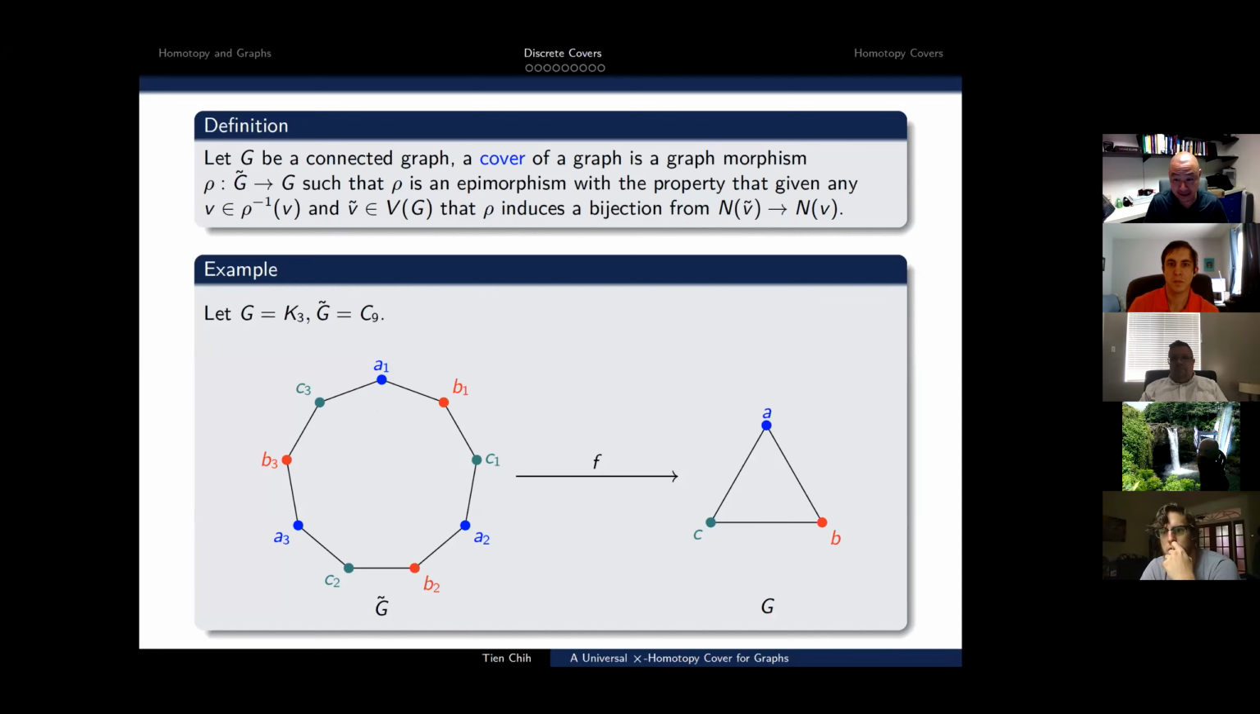So here, for example, we have our G, ABC, and its cover, this thing, C9. Every time I lift A to Ai, F is just going to map Ai to A, and Bi to B, and Ci to C. And so if I lift A to A1, then we see that B and C are its neighbors down here, they're its neighbors up here, and same for the other A's, and then clearly everything holds for B and C as well. And so that is a cover, this graph along with this morphism.